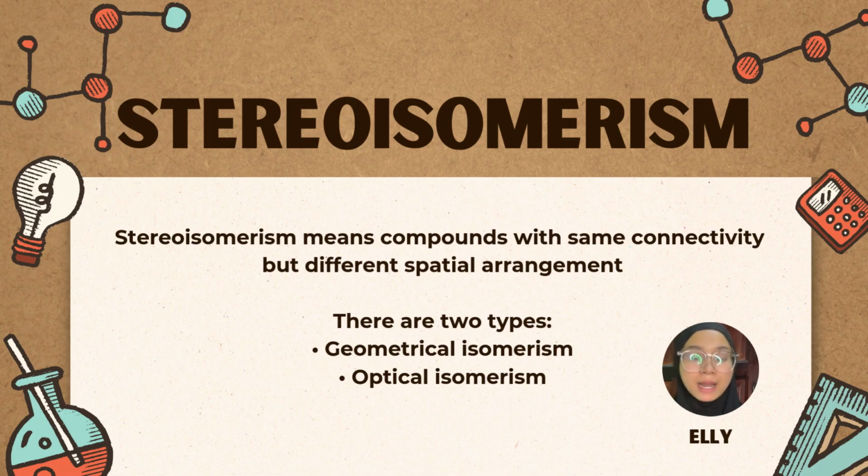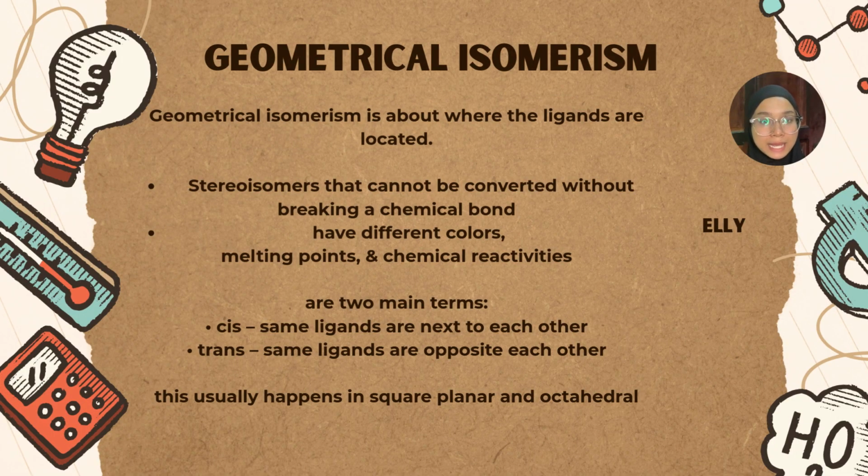Okay, for the next part, I will explain stereoisomerism in coordination compounds. Stereoisomerism means compounds with the same connectivity but different spatial arrangement. There are two types. First is geometrical isomerism, second is optical isomerism. Okay, first I will explain geometrical isomerism. Geometrical isomerism is about where the ligands are located. It is stereoisomerism that cannot be converted without breaking a chemical bond and has different color, melting point and chemical reactivity.